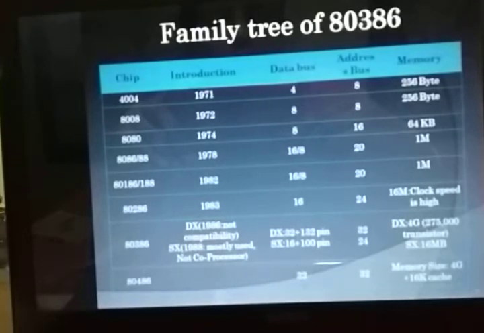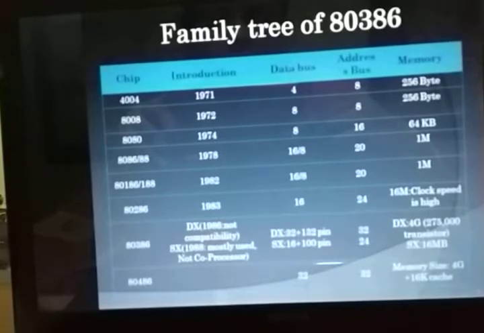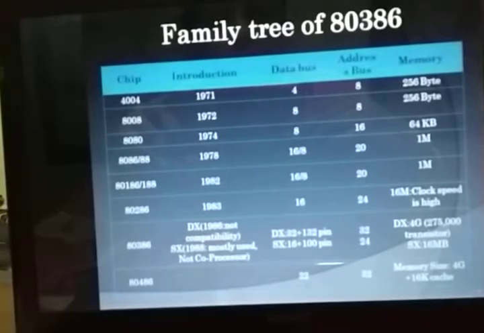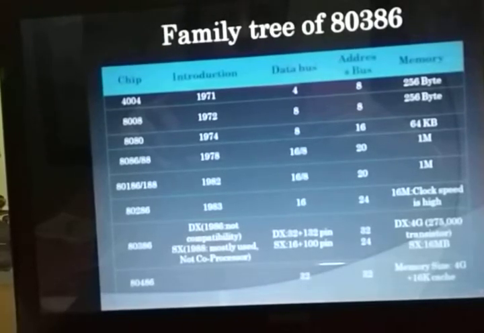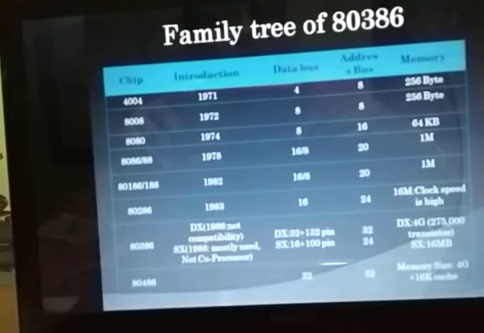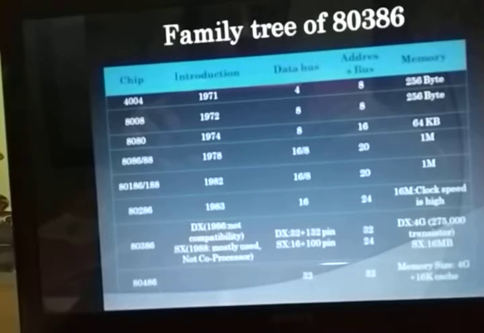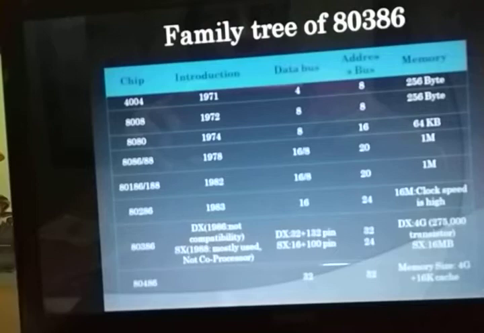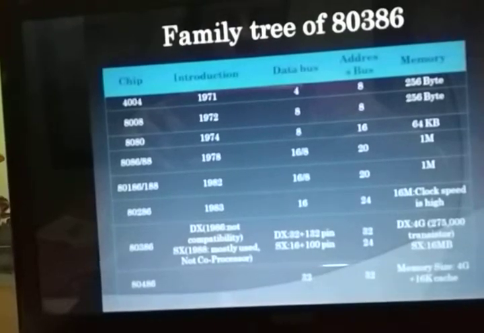It contains the 132 pins like reset pin, processor request extension pin, power supply pins VCC and ground, then interrupt pins NMI, INTR and reset pin like that. Same with the SX part. 80386 SX contains a 16-bit data bus and a 100-pin diagram. It contains the 100 pins in the pin diagram and it has a 24-bit address bus and 16 megabytes of memory.